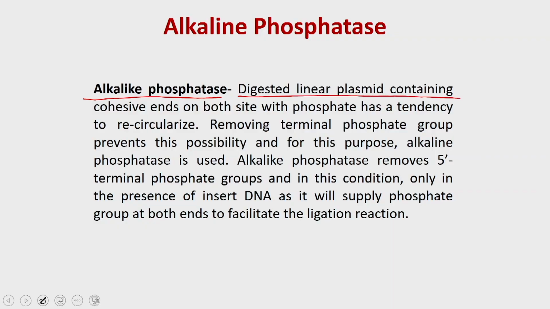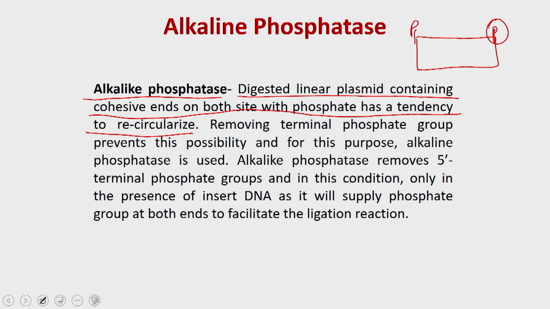So, a digested linear plasmid containing cohesive ends with phosphate on both sides has a tendency to recircularize, which means if you have a fragment with phosphate on both ends, these can bind to the OH groups present on the other side. Because of that, if you remove these phosphate groups with the help of alkaline phosphatase, this fragment is not going to recircularize until it gets the other DNA.